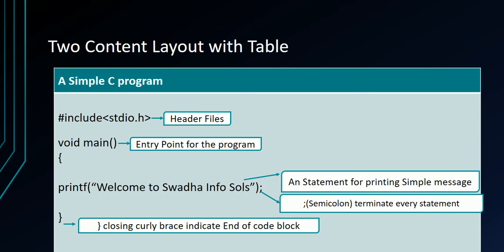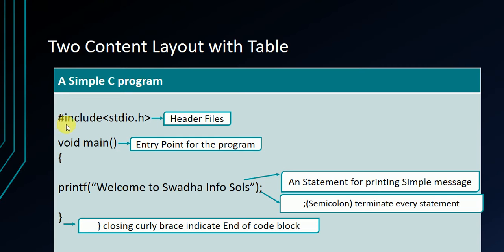In this slide, there is a simple C program, and we will discuss the importance of every single instruction written here. So there is a symbol. This symbol is known as hash, and there is a name include. And here we have written stdio dot h in angle brackets.